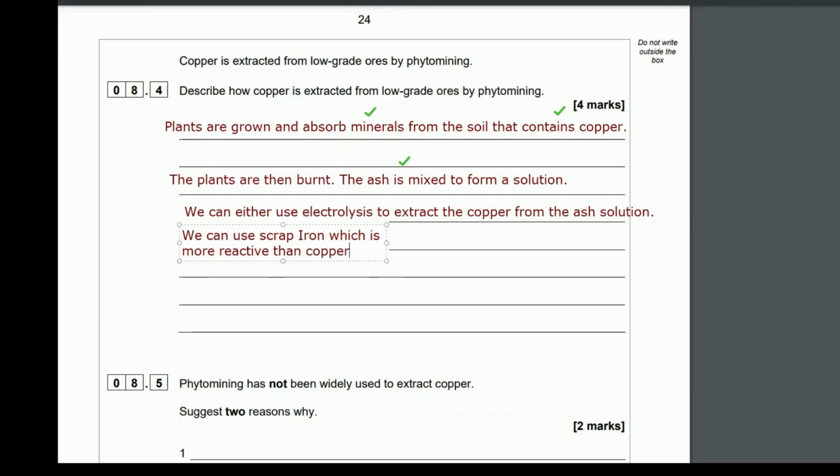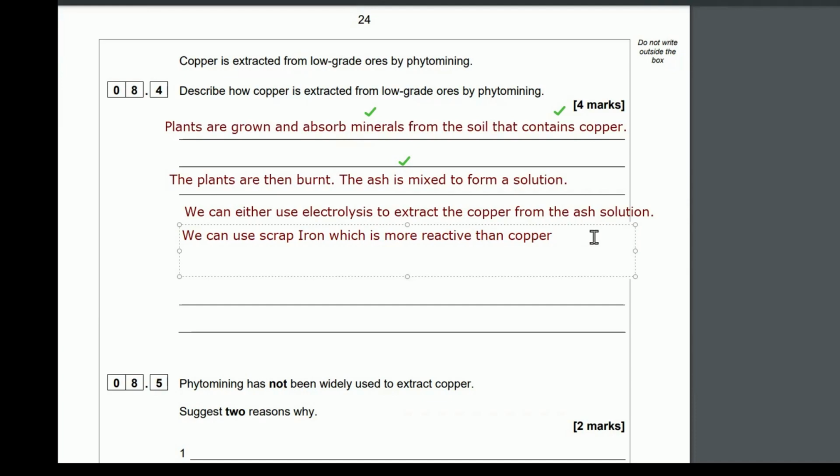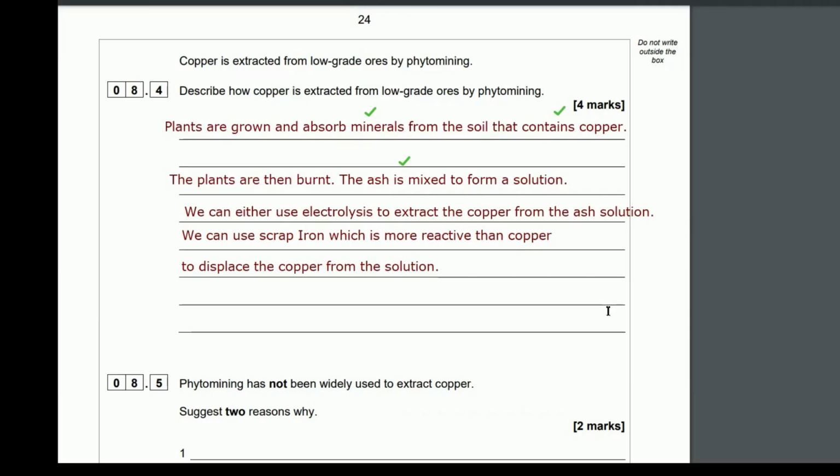So if you've got an old bit of iron that you're going to throw away, an iron saucepan, an iron bike, something made of metal, you can just use that scrap old iron. Instead of throwing it away, we can chuck it into the copper solution. And as iron is more reactive, it will displace the copper. So we can use scrap iron, which is more reactive than copper, to displace the copper from the solution. I would say that is a more green affair, but probably less able to be done unless you can gather together lots of scrap iron on a large scale. You'll probably just use electrolysis. So lovely jubblies, loads of marks there to get all four.